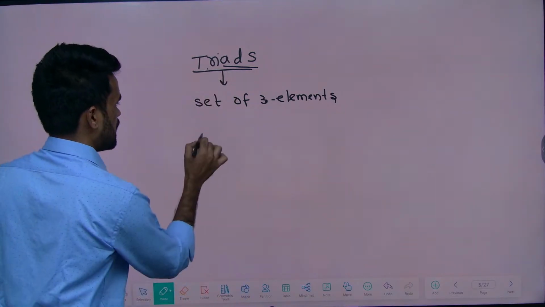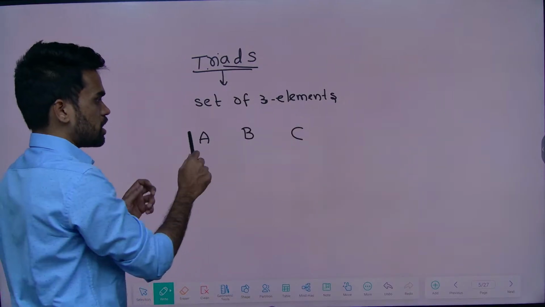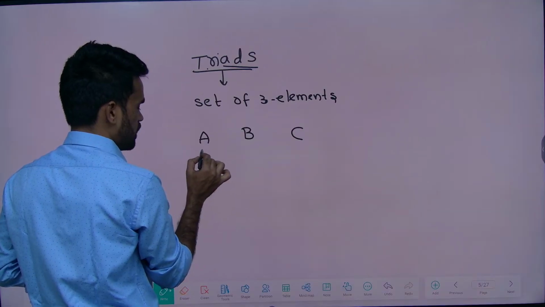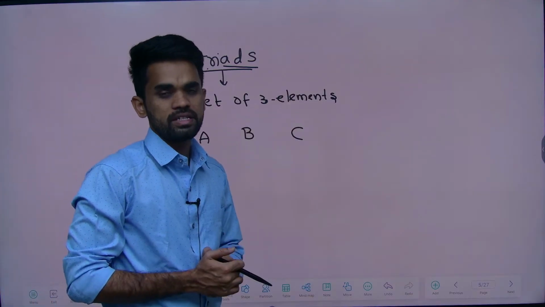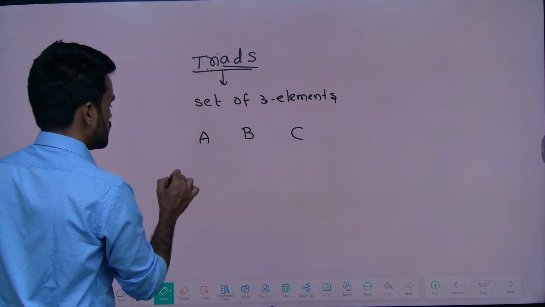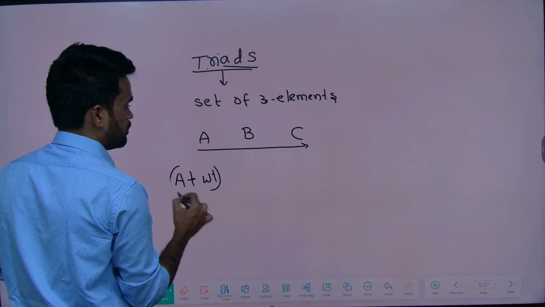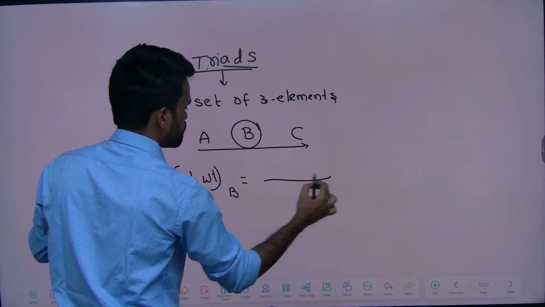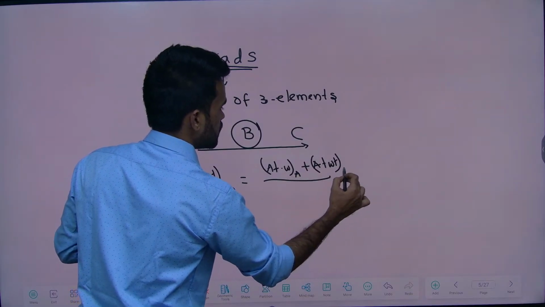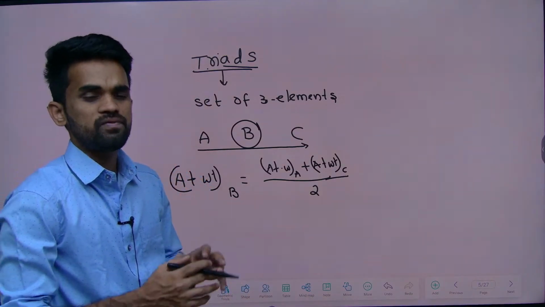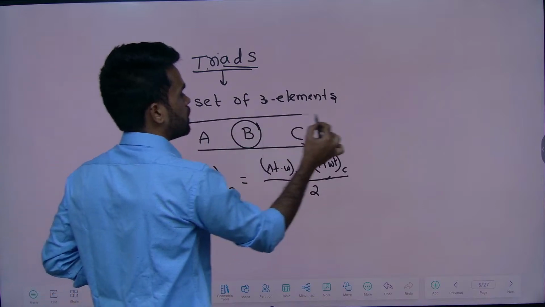Let us say elements A, B, C are the 3 elements he took, and he arranged them in increasing order of their atomic weights: atomic weight of A, atomic weight of B, atomic weight of C. What he found is that the atomic weight of the middle element, B, is equal to the average of the atomic weights of A and C. It means the average atomic weight of the first and third elements equals that of the middle, second element. This is how he arranged the elements in the form of triads.